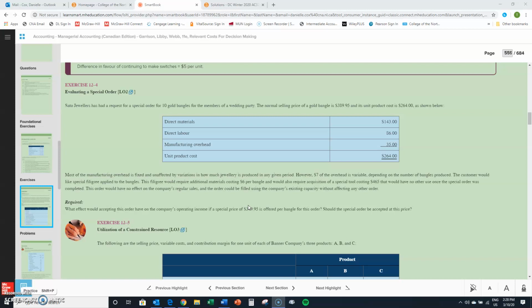It would have no other use once the special order was completed. The order would have no effect on the company's regular sales, and the order could be filled using the company's existing capacity without affecting any other order.